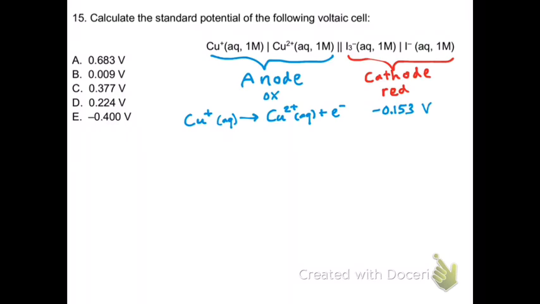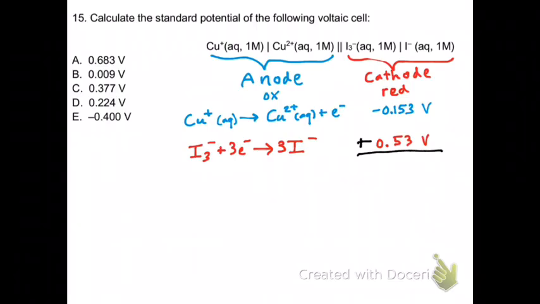And now, let's look at our reduction. So our reduction is I3- going to I- iodide. So it turns into 3 iodides, and there are 3 electrons. And this reaction is available on your data table. And this has a potential of 0.53 volts. And then just remember, in order to get the E standard, we just have to add together the standard reduction potential of whatever's being reduced, plus the standard oxidation potential of whatever's being oxidized, so we end up getting 0.377 volts.